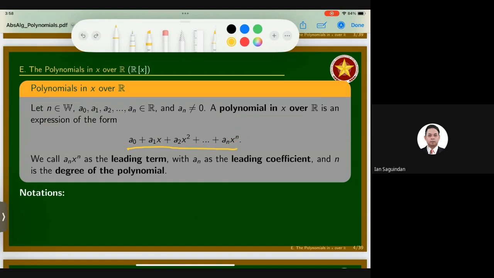Okay, so as far as notations are concerned, most of the time we will be using letters P, Q, R, so on and so forth to name a polynomial. Okay, so in this case, P of x is equal to a sub 0 plus a sub 1 x plus a sub 2 x squared plus so on and so forth up to a sub n x to the n. So when we have a polynomial of this form, I may rename it as p of x, to denote that it is a polynomial p in terms of x.